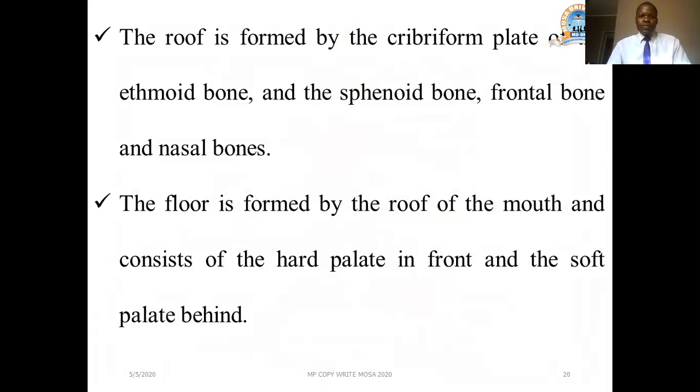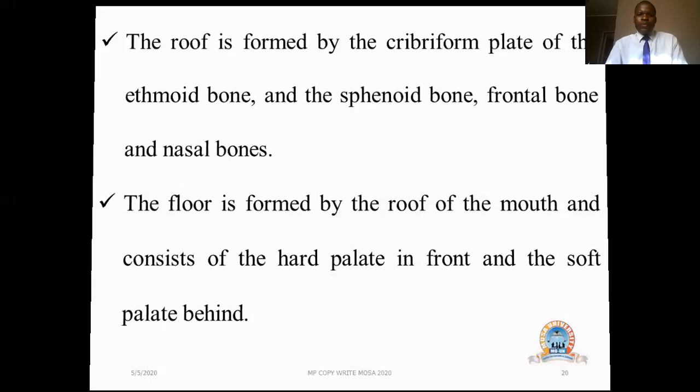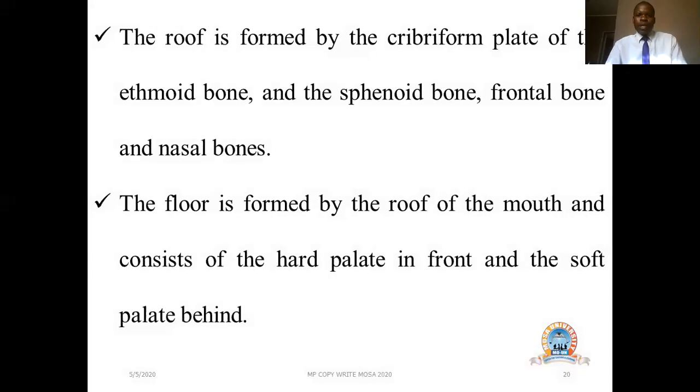The roof is formed by the cribriform plate of the ethmoid bone and the sphenoid bone, the frontal bone, and the nasal bone. We are still describing the nasal cavity. The floor is formed by the roof of the mouth.